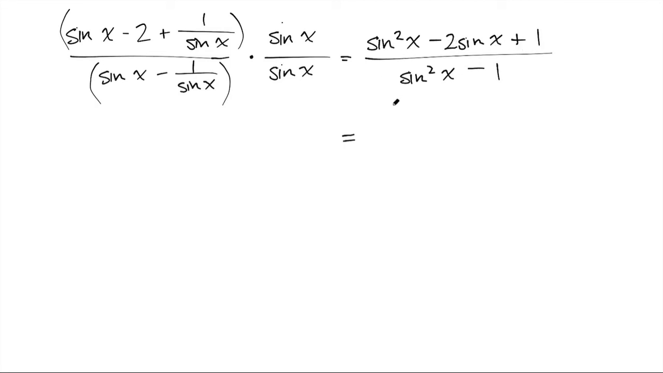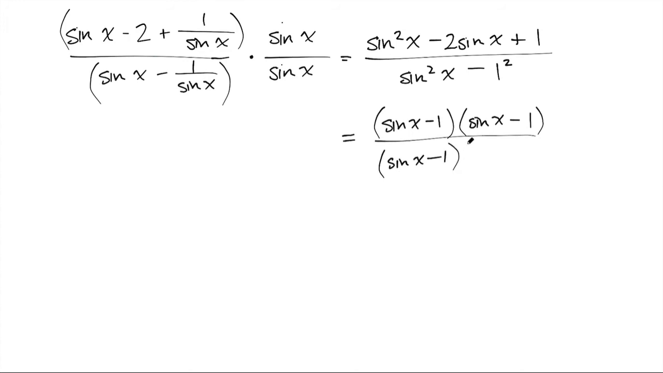So I can factor this like I would a quadratic with two factors, where I have sine of x as the first thing in each of these, and then again I need my two numbers that multiply to be 1 and add to be negative 2, which is negative 1 and negative 1. My denominator here, I have a difference of squares. This is sine squared minus 1 squared. And my difference of squares I can factor, that's sine of x minus 1 times sine of x plus 1.